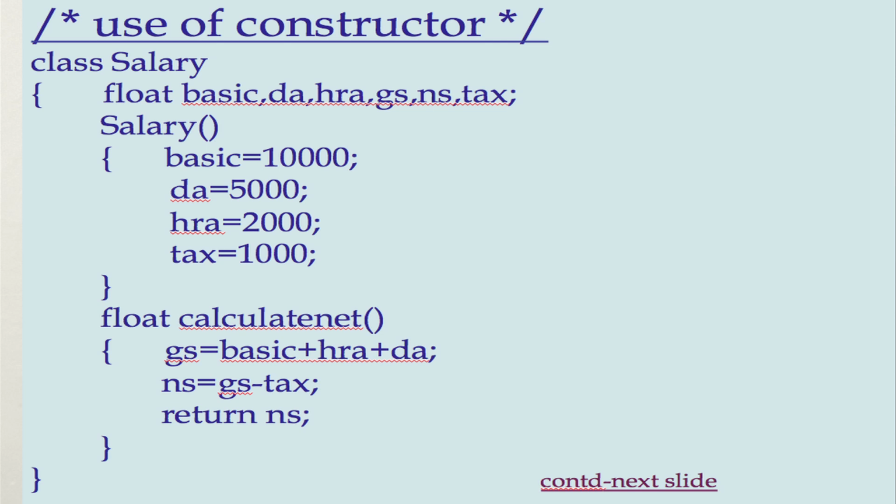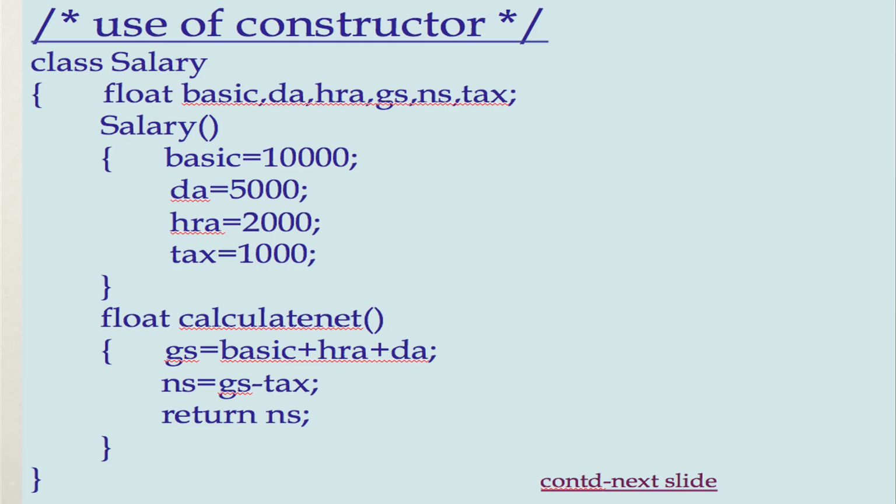Now see some rules for creating a Java constructor. The constructor name must be the same as its class name. Again see the program: the name of the class is Salary and the name of the constructor is also Salary. Second point, a constructor must have no explicit return type. We can pass arguments to the constructor, but it will not return any value. In this Salary constructor we have not mentioned a return statement. We will not use any return type in the constructor, but in the case of a function we can return a value.